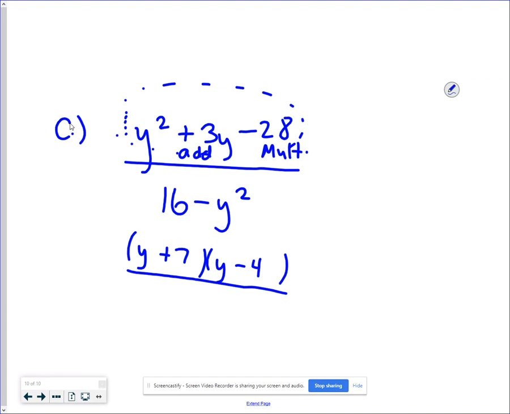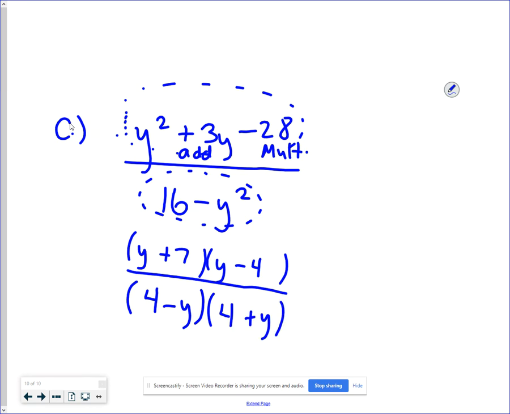Well, now let's try to factor the denominator. You should notice the denominator is a difference of two perfect squares. So it factors to the quantity 4 minus y times the quantity 4 plus y.